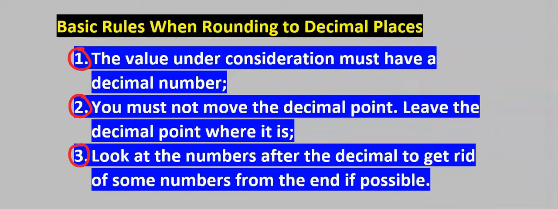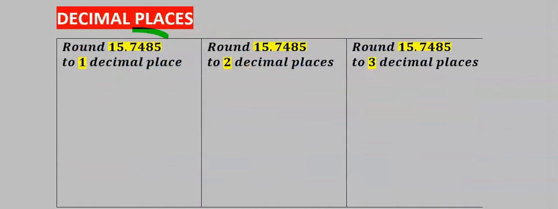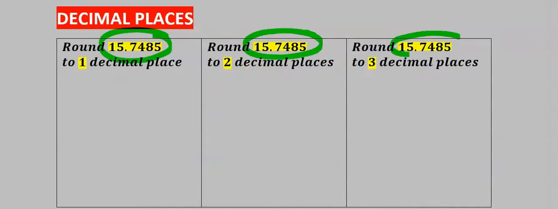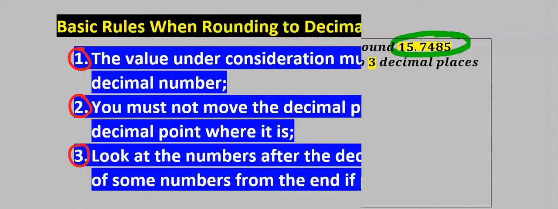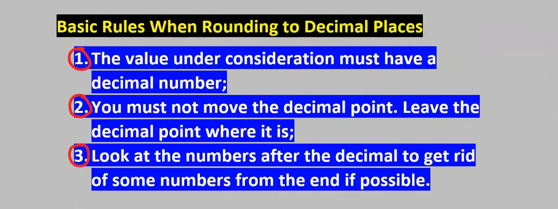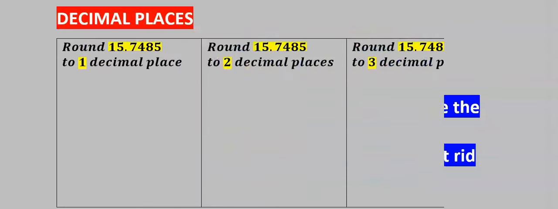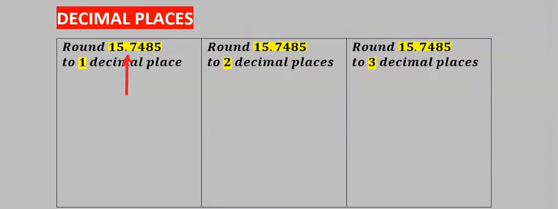Rule number 1. The value under consideration must have a decimal number. That is, these have a decimal number in it. Rule number 2. You must not move the decimal point. Leave the decimal point where it is. That is, you must not tamper with the position of the decimal point.